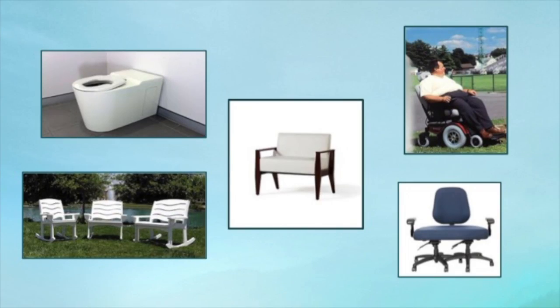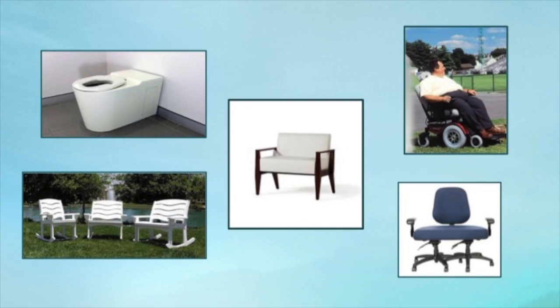Household accommodation, so we need to have toilets that are going to accommodate weight and girth. We want to have appropriate seating in and outside of the house, as well as in the office. And then functional mobility, how are they getting around?